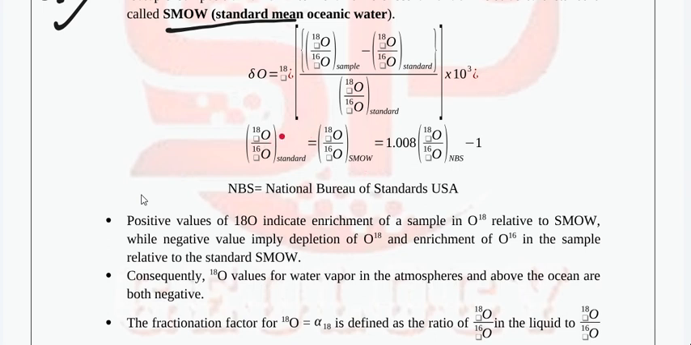So the standard SMOW is equal to 1.008 NBS minus 1. Okay, NBS is the National Bureau of Standards of the USA. So the USA NBS follows another value. So the relationship between SMOW and NBS is given here. That is, SMOW is equal to 1.008 NBS minus 1.